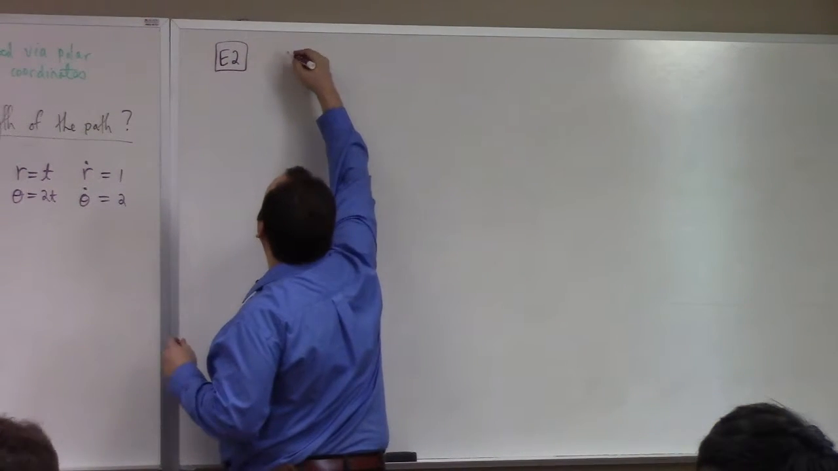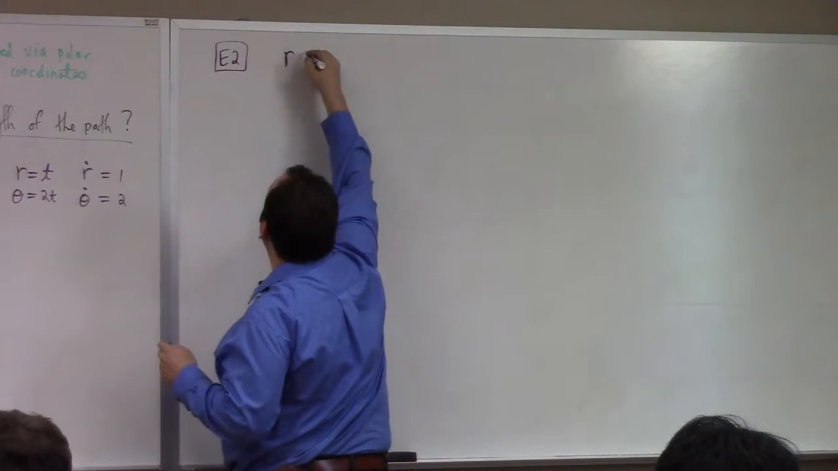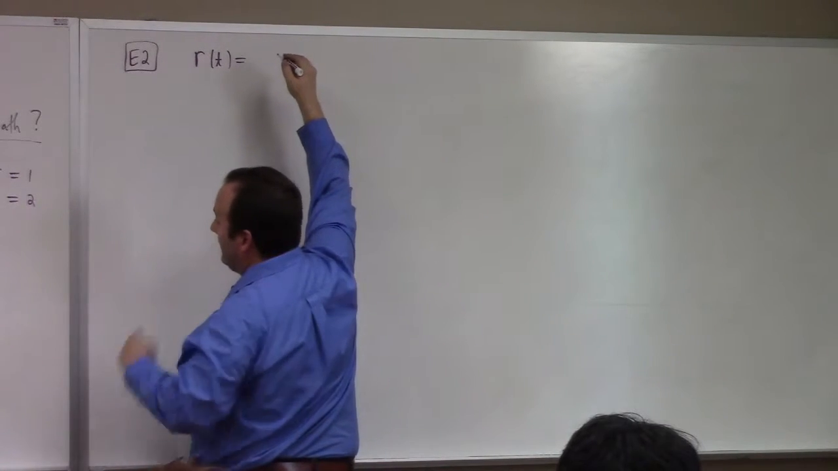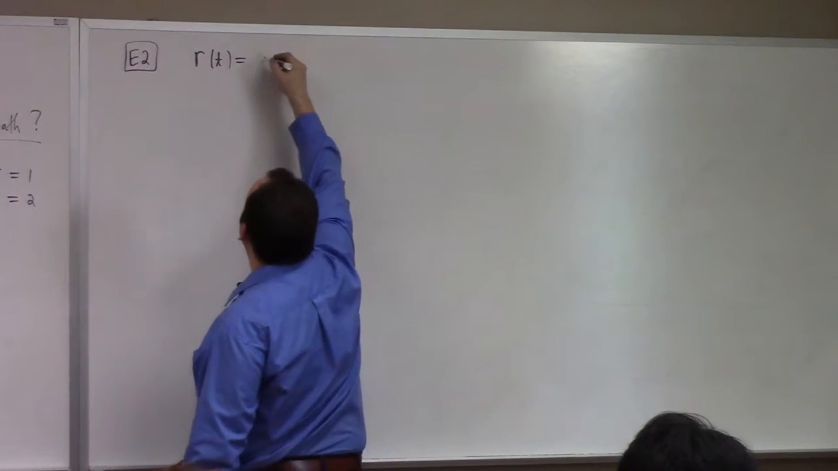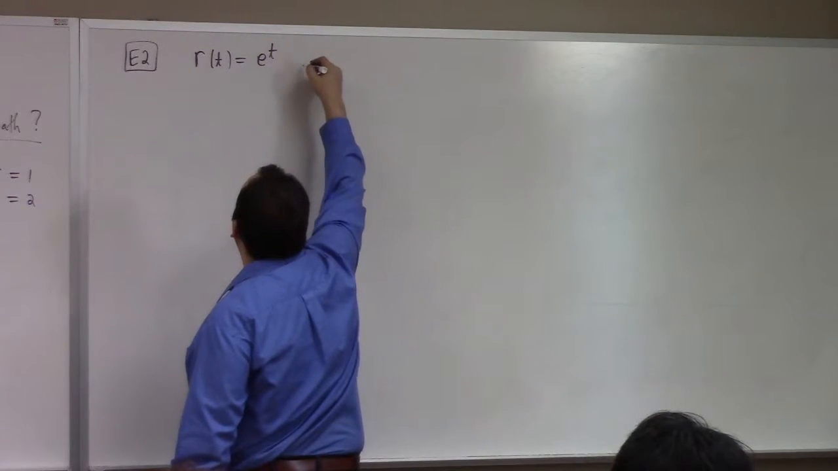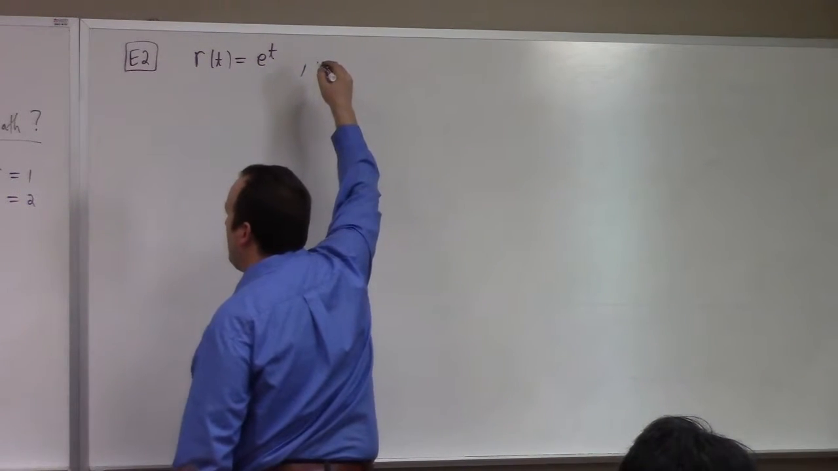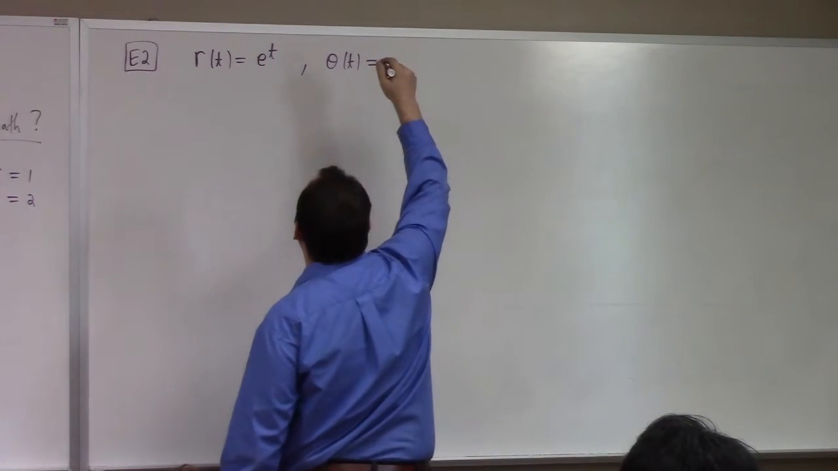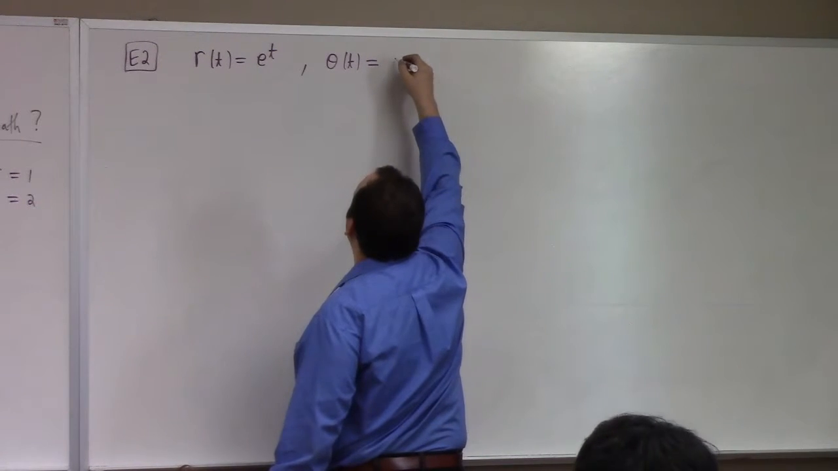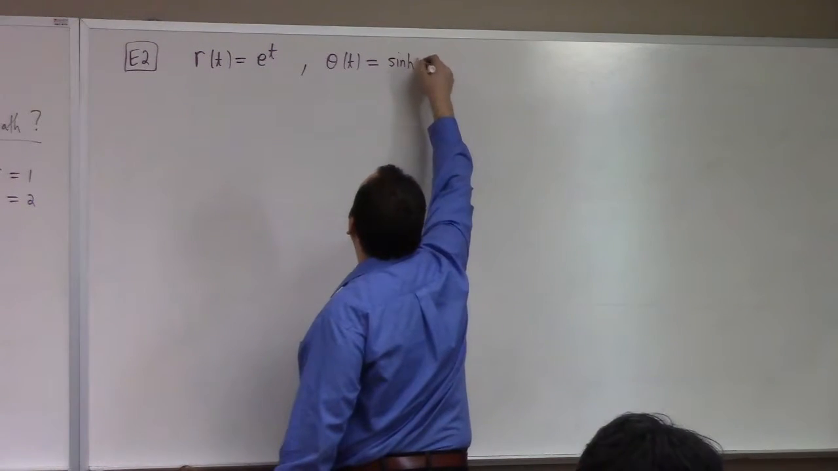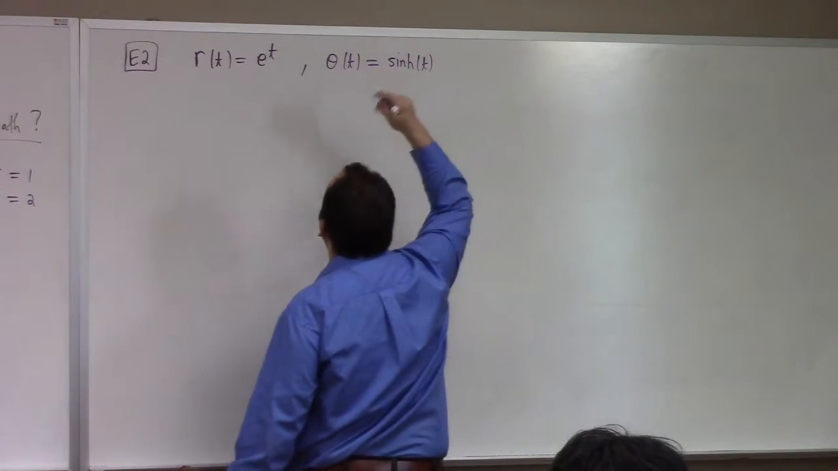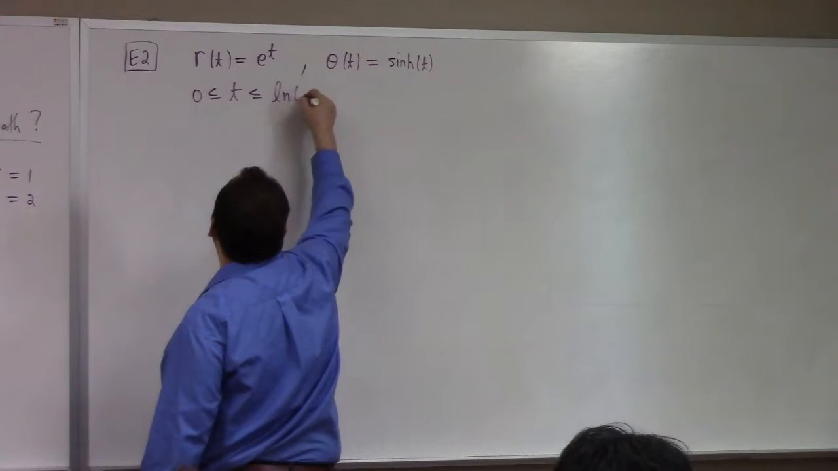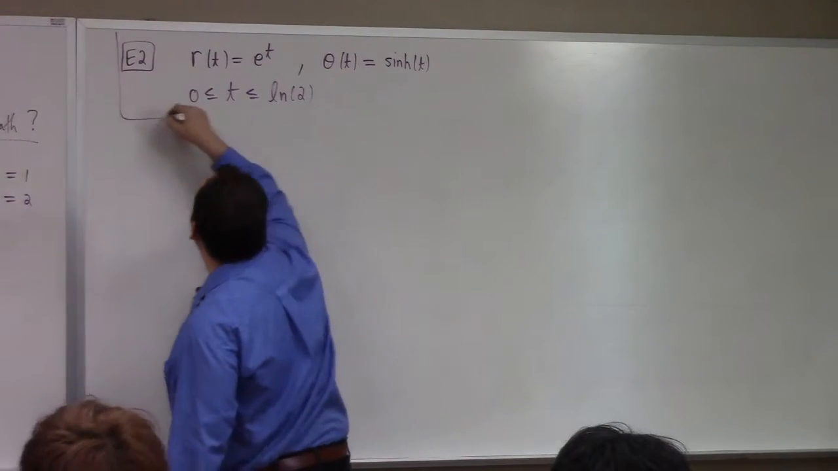Suppose we have r of t equals e to the t, and we have theta of t equal to, how about sinh of t, for 0 less than or equal to t less than or equal to natural log of 2. Let's find the arc length of that curve.